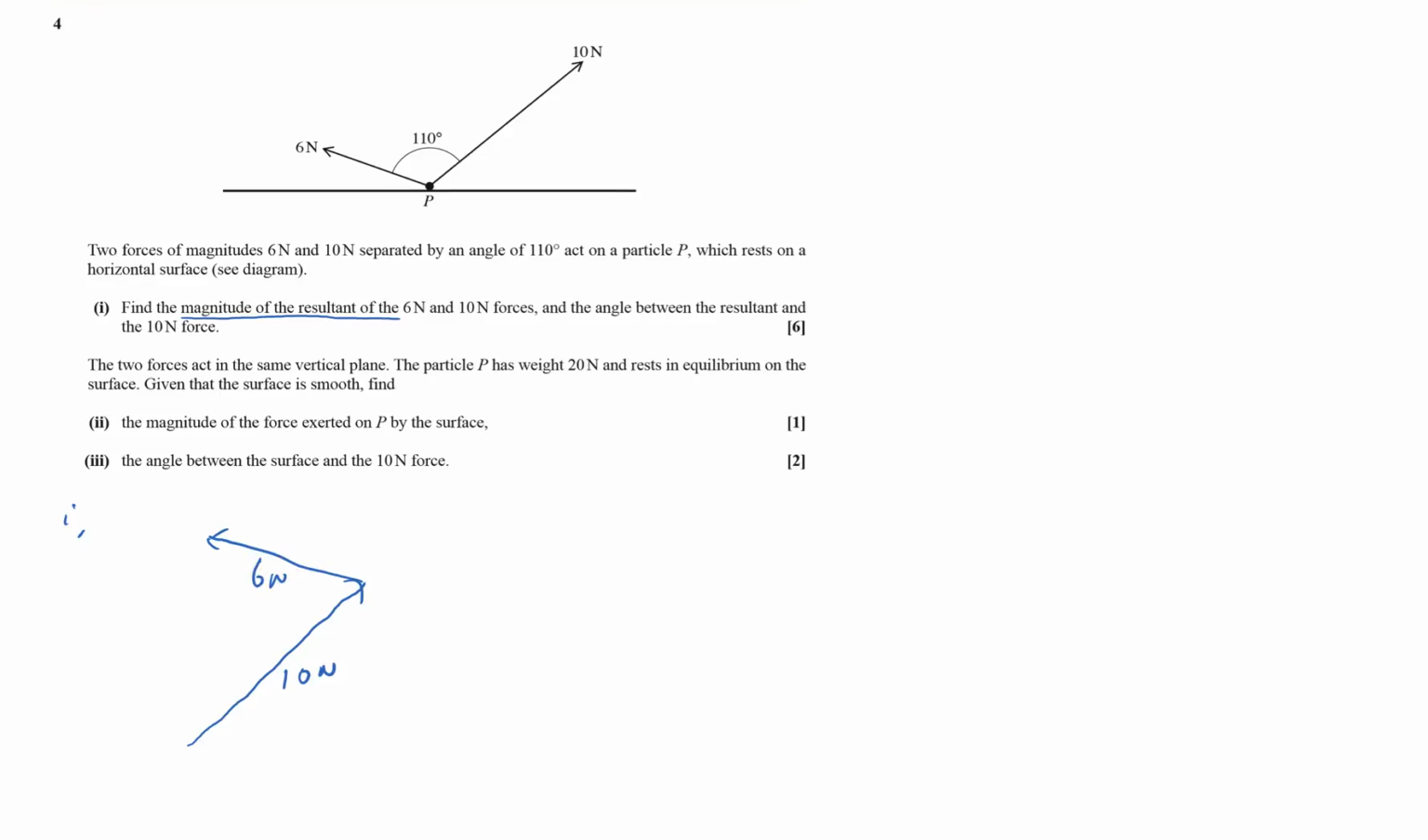And what I need to do, I'll do it in green, I need to find out that bit there. That's the resultant, that's what I need to find. Call it X. And the angle I'm told about is, I know that we had 110 degrees here, so if I slide this one 6 Newton down, that's 110 degrees, and so therefore this one is 70 degrees.